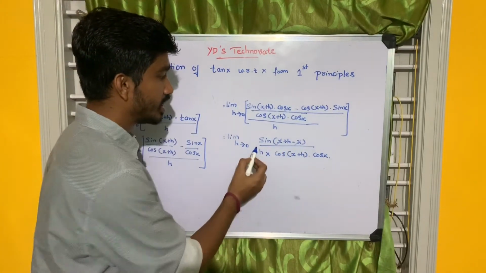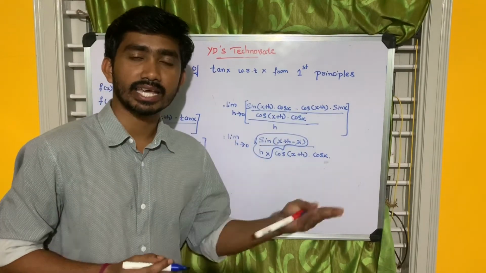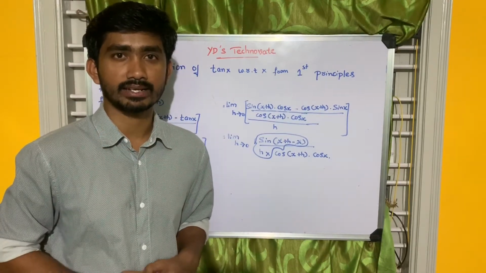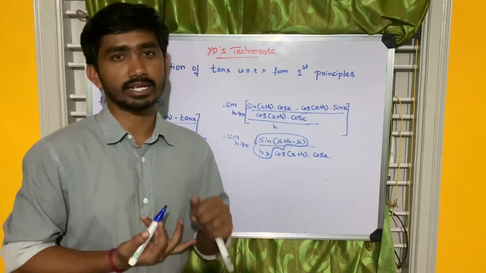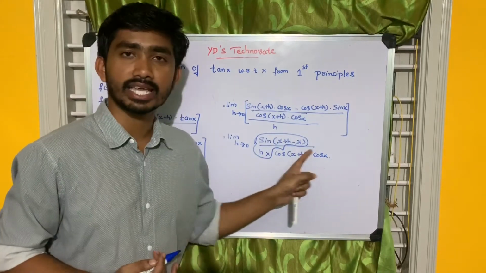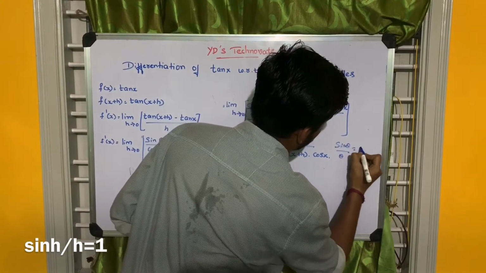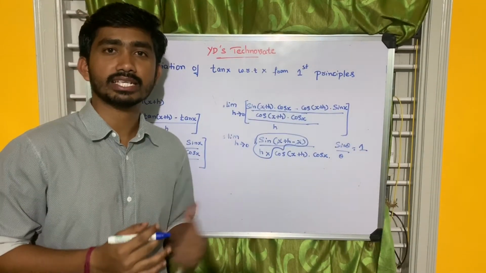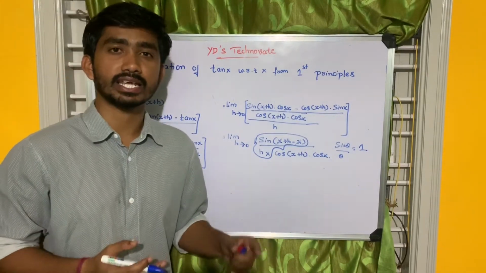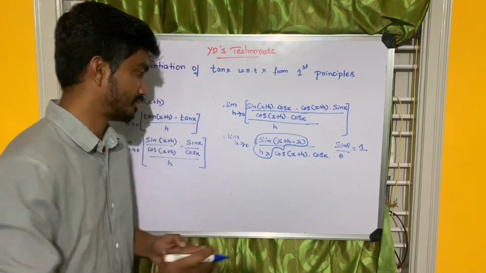What is remaining now? If you carefully observe again, sin h divided by h. We know that the limit of sin theta by theta is equal to 1. We used this in both sin x and cos x when differentiating them with respect to x. So it's the same thing now. The value of sin h by h will become 1. And one more thing, in the next step I'm going to apply the limits. Applying the limits means the value of h in the equation will be 0. The limit h tends to 0.